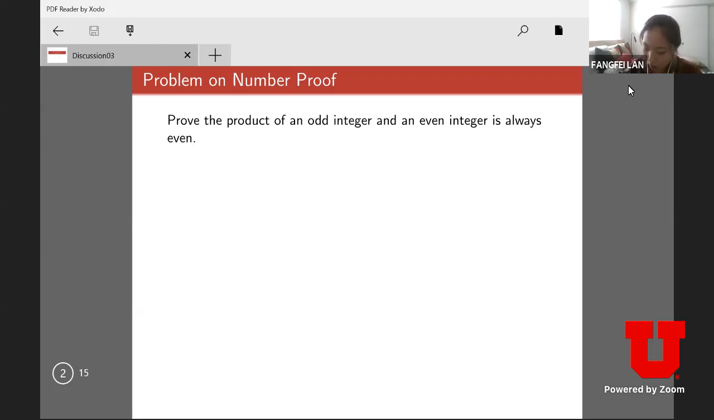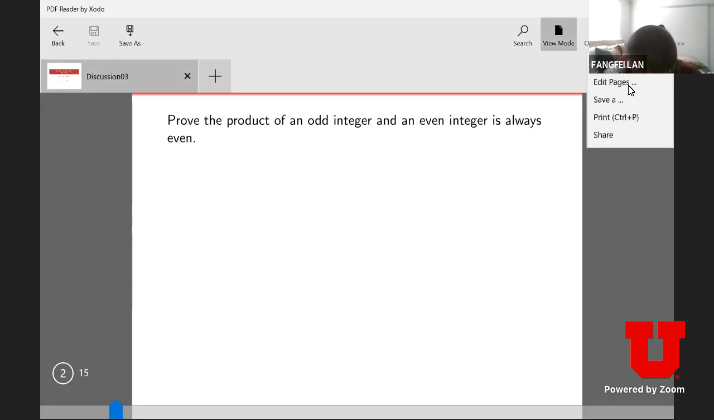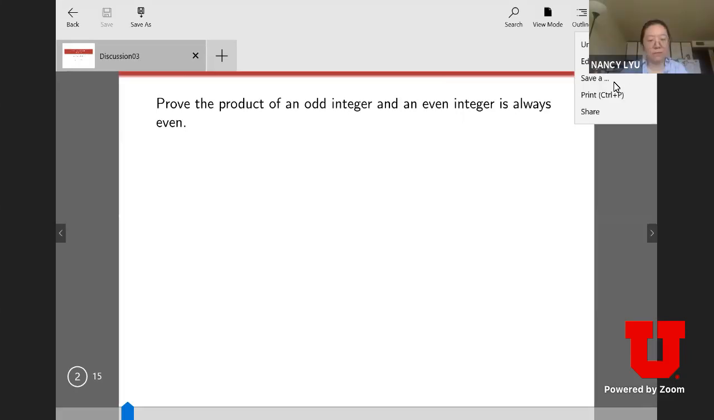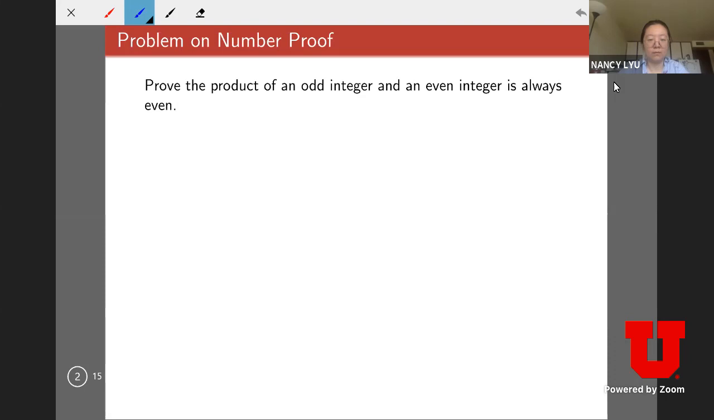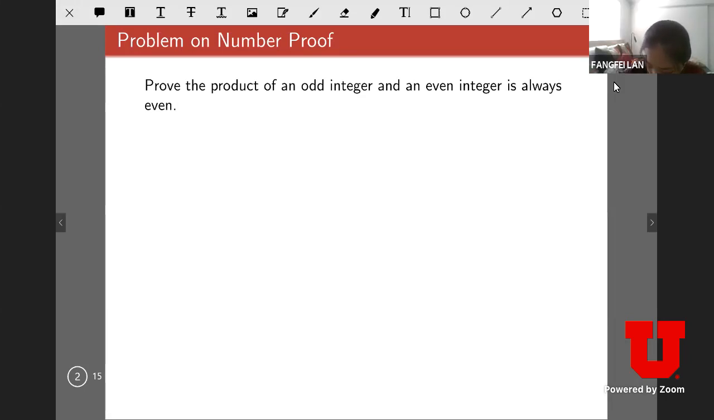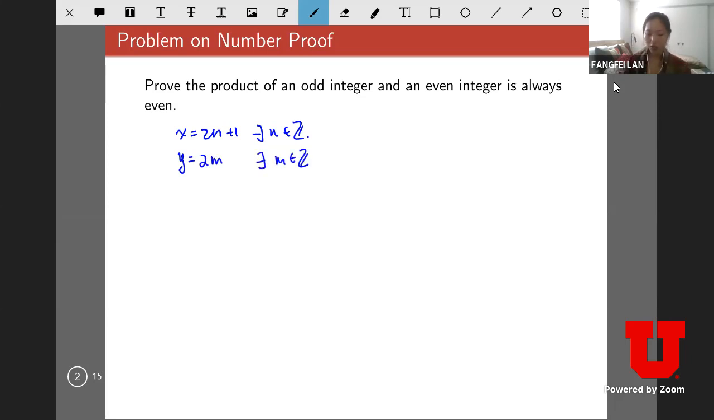So basically we're given two things, right? An odd integer and an even integer, like you just said. So an odd integer x can be defined as 2n plus 1. So basically we're saying there exists n in Z, which is all integers, such that x is equal to 2n plus 1. And then we can also define an even integer, which is written as, let's say, 2m. There exists m in Z. So both of these are based on the definition of what's even, what's odd.